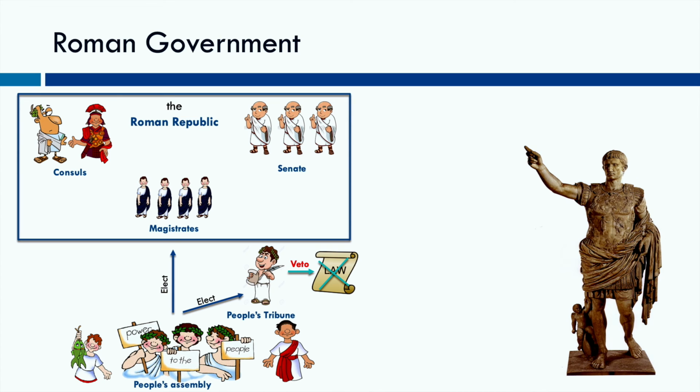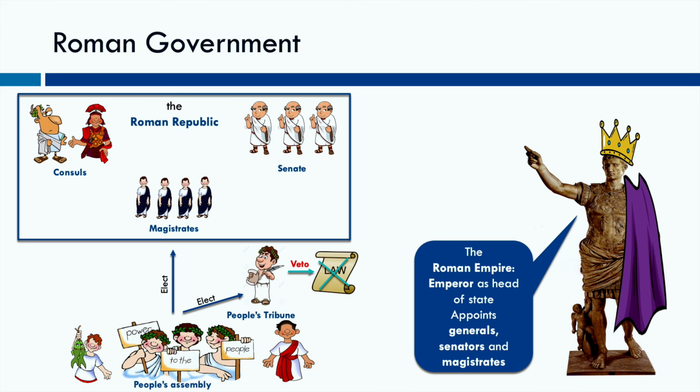The Roman Republic disappeared when, around 27 BCE, a man called Octavian Augustus took power in Rome. This man became the first emperor of Rome. He was the head of state and had the sole right to appoint generals, the senators, and the magistrates, meaning this man had all the power in Rome and the huge Roman Empire.